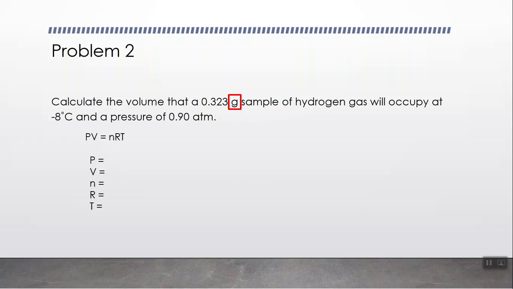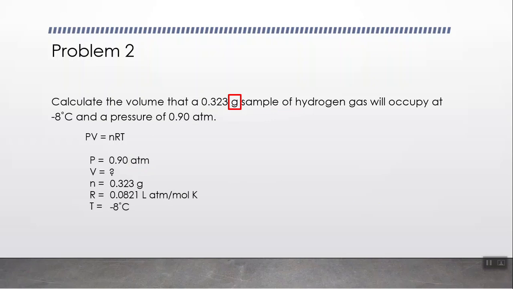I'm just going to go ahead and write it in for N, and I know that I'll convert it later before I move on. And then we're given temperature, -8 degrees Celsius, and a pressure of 0.90 atmospheres. So now for the R value, again, you're focusing on your pressure unit, and which R value will you be using this time? You'll be using 0.0821 liters atmospheres per mole Kelvin, right? And we're solving for volume.